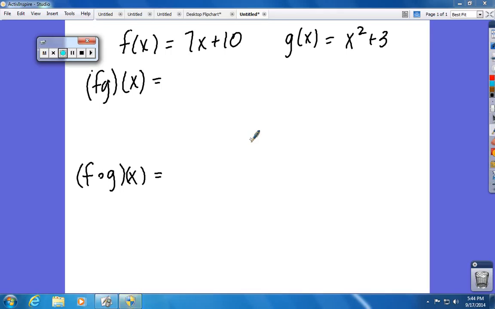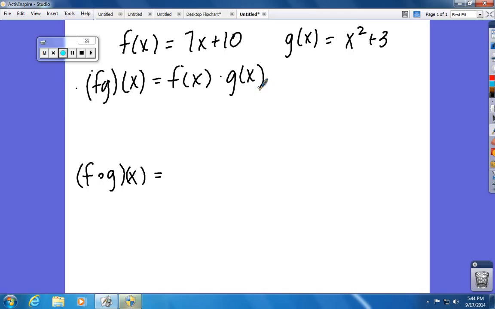For this example, we're going to do a couple more function operations. We are given two functions, f of x is equal to 7x plus 10, and g of x is equal to x squared plus 3. The first part asks us to please find f times g of x. This is the same as saying f of x times g of x.